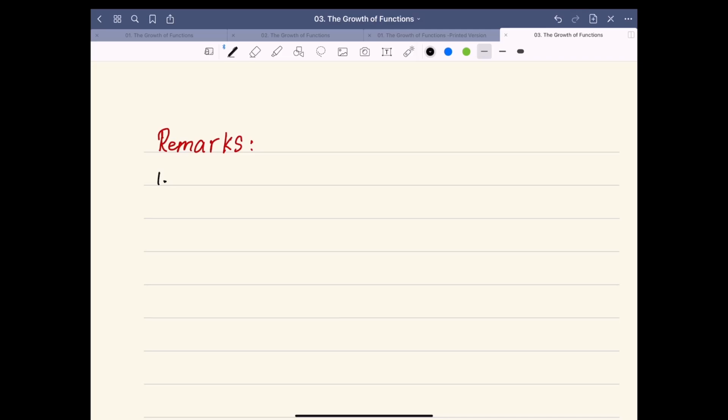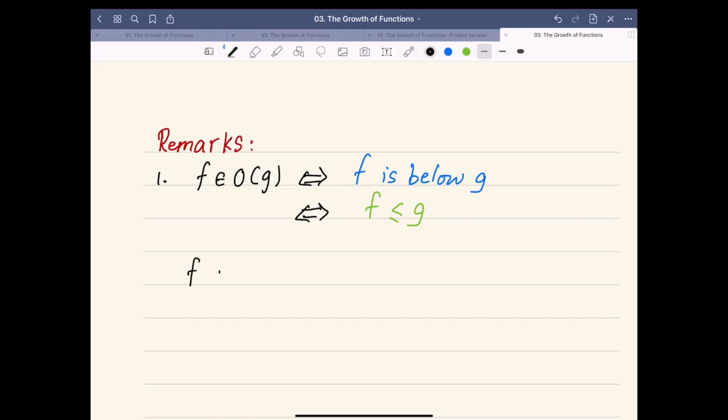First, as an asymptotic notation, we say that f belongs to big O of g, and here we are omitting the input parameter x or n. It is equivalent to saying that f is below g if we have their graphs. Or if we are just comparing functions, this is also equivalent to f less than or equal to g. Now for big omega, we say that f belongs to big omega of g.